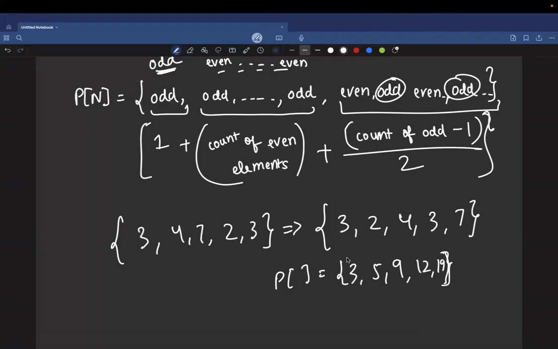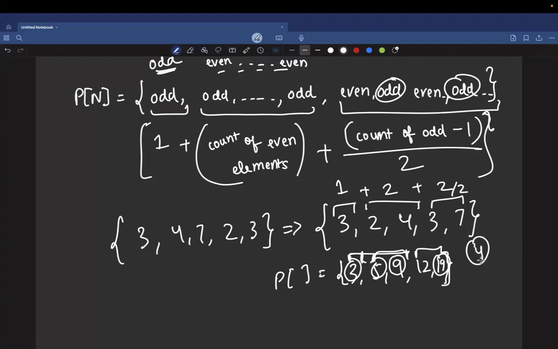That is three odd elements coming up first, because we got one odd element, then two even elements, then two odd elements. So it should have been 1 plus 2 plus 2 by 2. And here as well, first we got one odd element, then we got two odd elements, then out of the next two we got one odd element, right? We got one odd element here. So the answer is coming up as 4.